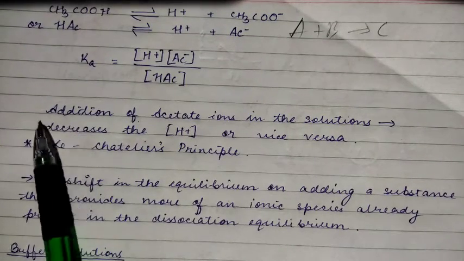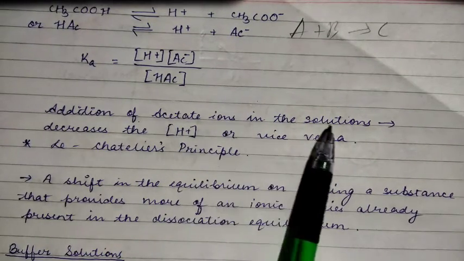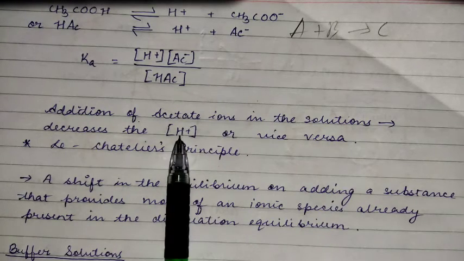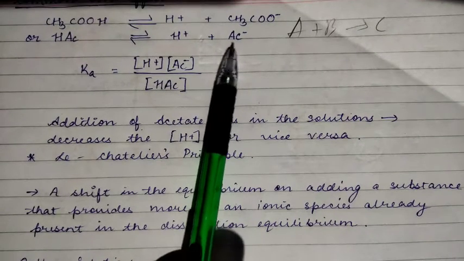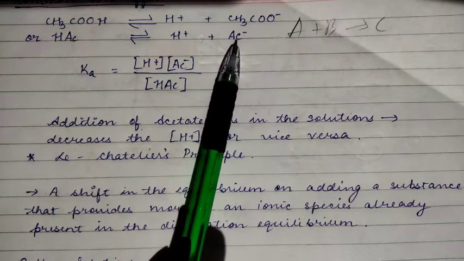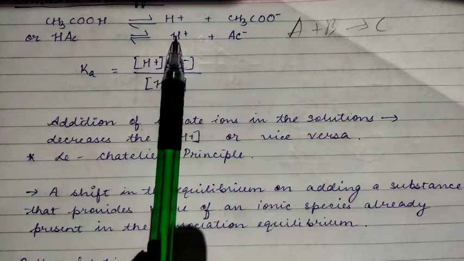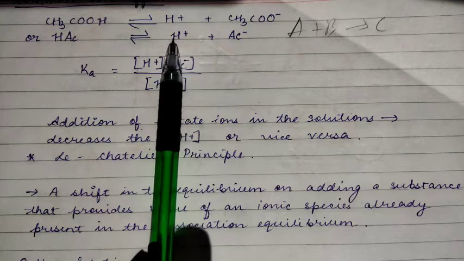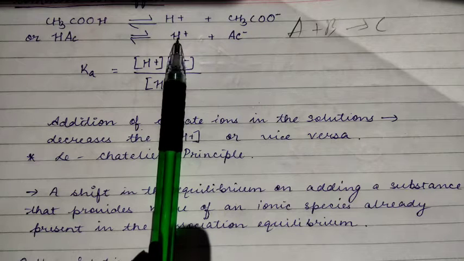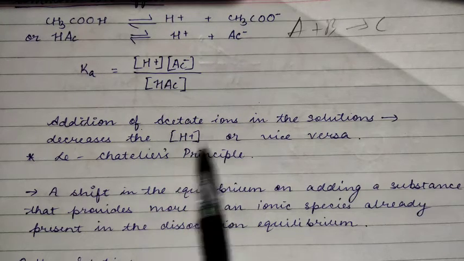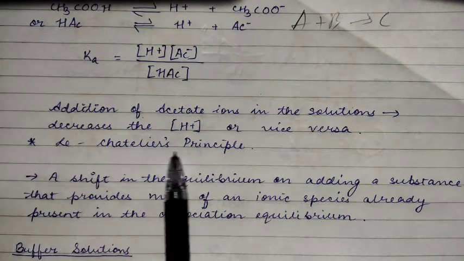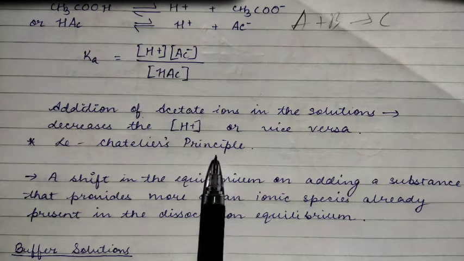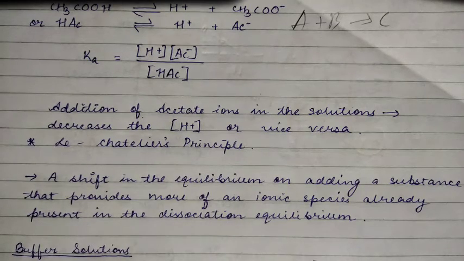Now here I have written already, addition of the acetate ions in the solution will decrease the hydrogen ion concentration. If you are increasing this, this has to decrease. And how will it decrease? This with this it will react, right? With the hydrogen ion it has to react. Ultimately the hydrogen ion concentration will also decrease, and vice versa. And this is followed according to Le Chatelier's principle, which we have discussed in the earlier classes.